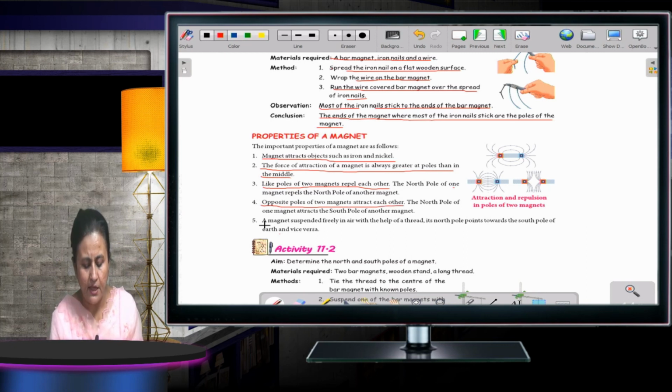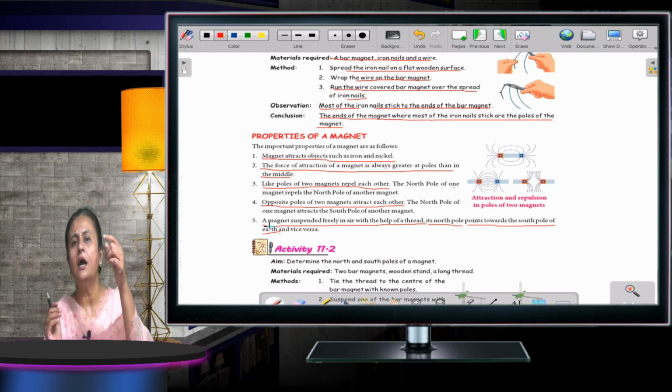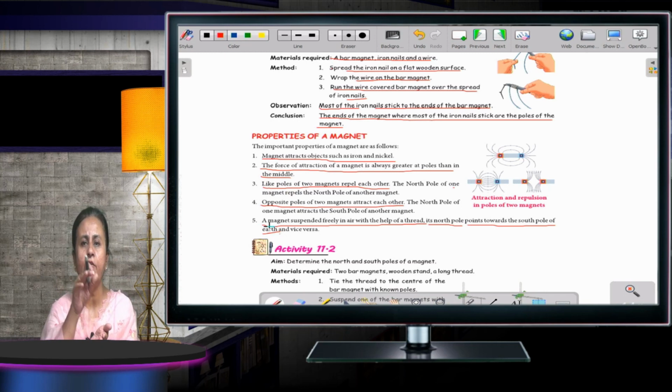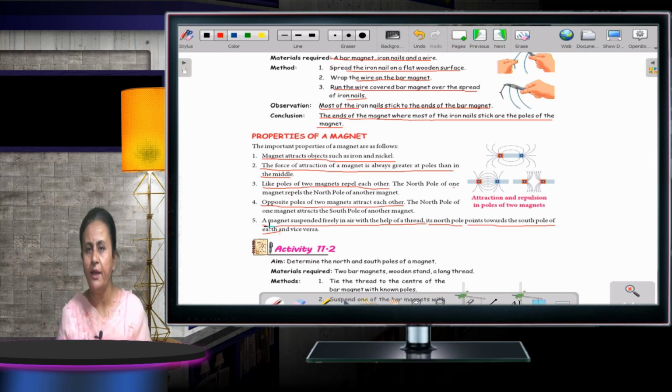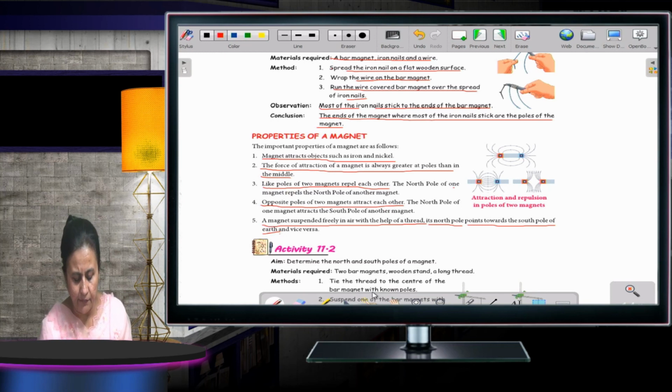And the last one is that when a magnet is suspended freely in air with the help of a thread, its north pole points toward the south pole of the earth. Why? As I told you, if both the poles are the same, they are going to repel. But if we suspend a bar magnet freely in the air with the help of a thread, the north pole will be attracted towards the south pole of the earth. Am I clear? Now, there is one activity, you kindly go through it. The activity is to determine the north and south pole of a magnet. Now, moving to the next page.